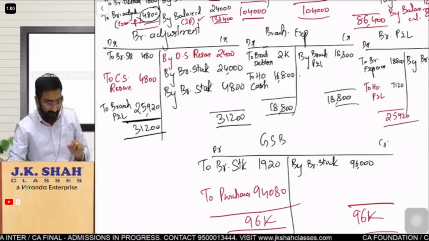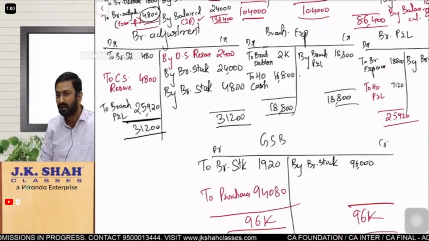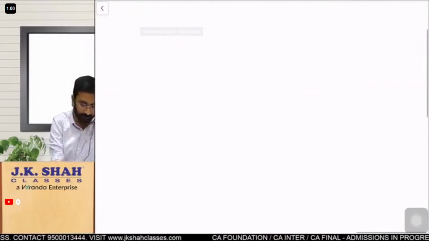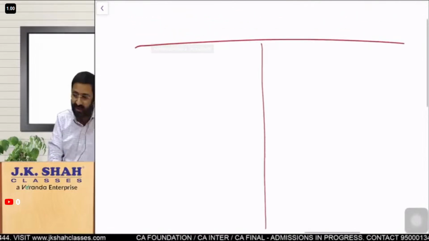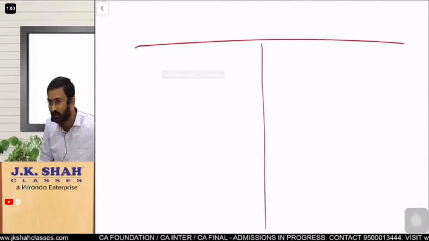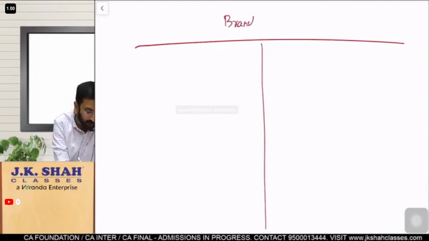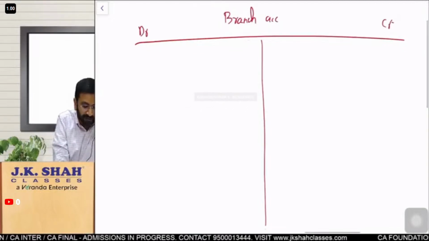For the same question, if they ask you to do it under the debtors system, let's do it. Shall we? You don't do it. First you listen. So we are doing the same question under which system now? Debtors system. How many accounts? Only one account. Just one account. What is that? Branch account. You just help me with the figures.